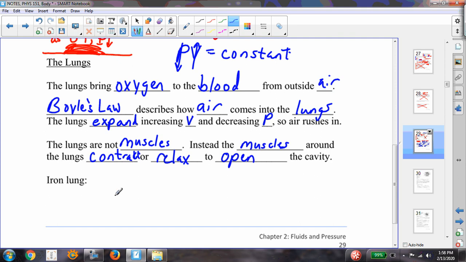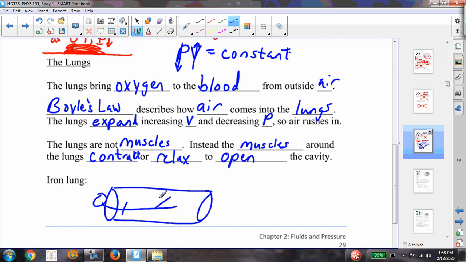Now the iron lung, we watched the video on the iron lung, and the iron lung is a cylinder. People whose muscles have weakened and they're not able to expand or close their chest cavity as easily, their muscle around their chest cavity or their diaphragm is not as developed or is too weak to work properly. They go into an iron lung.